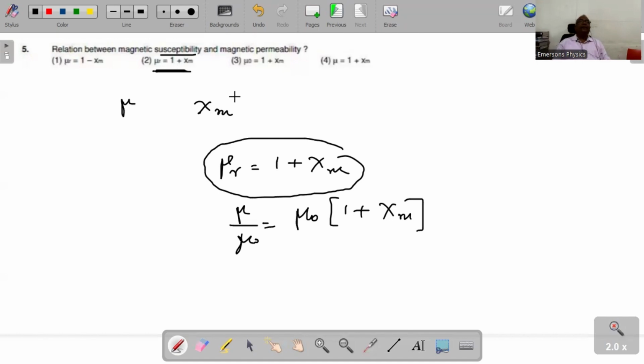None other, because here 1 plus chi-m is the answer. Here mu naught, there is no relation. This is the mu value. Mu equal to mu naught into 1 plus chi-m can be written. Okay. So the answer is 2.